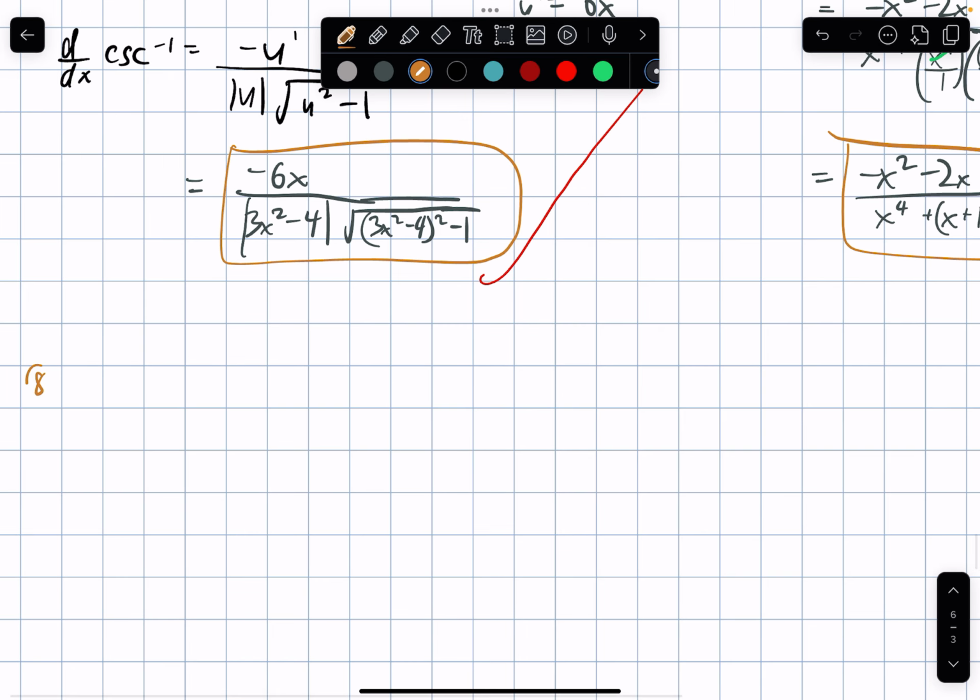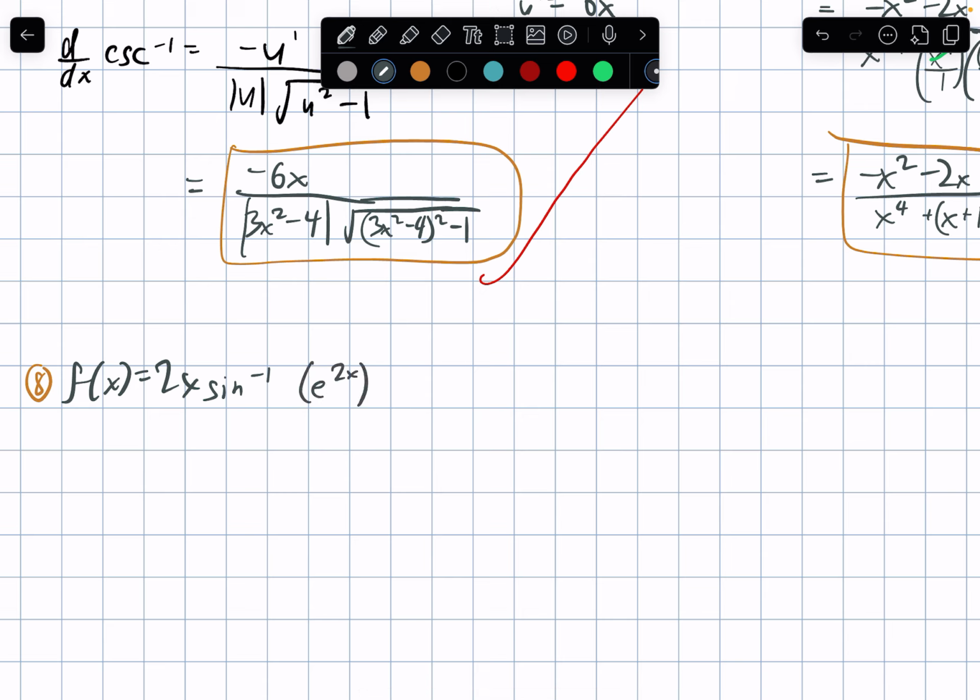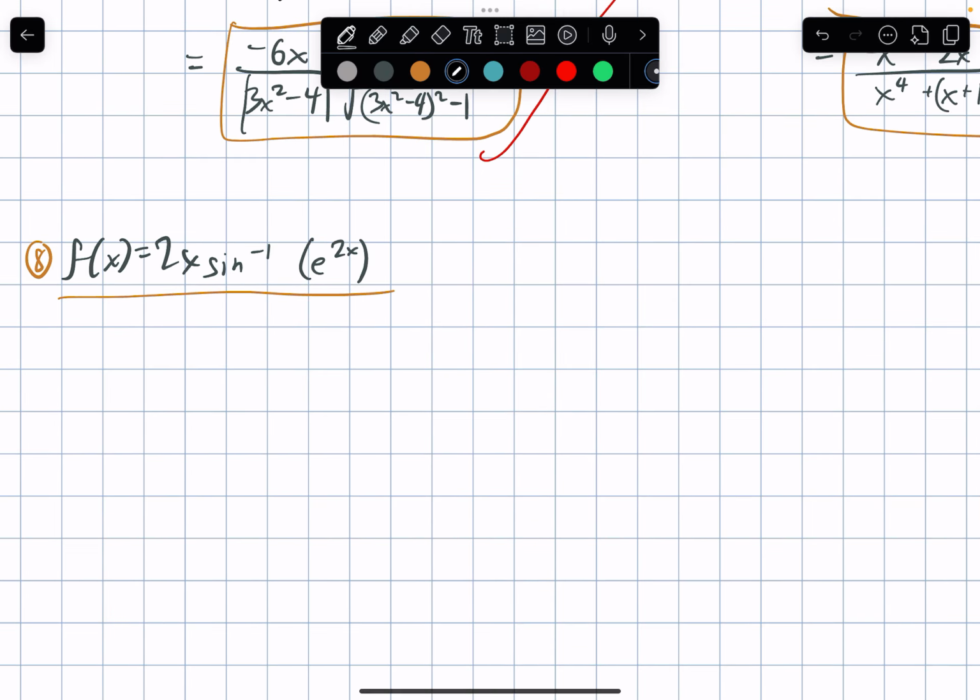Number 8. F of x is equal to 2x arcsine of e raised to 2x. Oh, brother. We have an Euler's number. But essentially, what you have to know is the derivative of e raised to x is still e raised to x. At least that's what I know. Hopefully, that's enough. So we have 2x. Okay, I smell a product rule here. Yeah, it's a product rule.